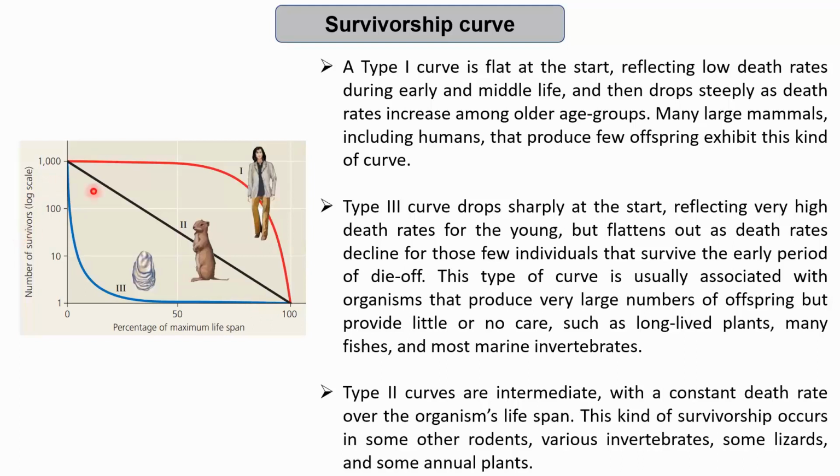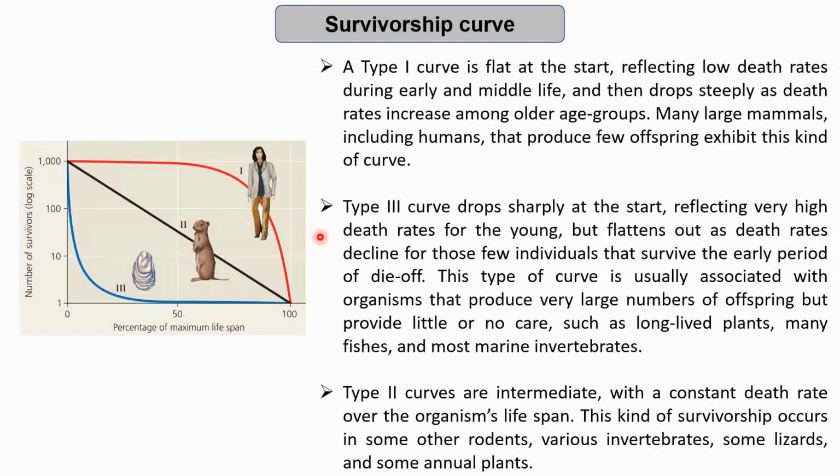The next is the type 2 curve. These curves are intermediate, with a constant death rate over the organism's lifespan. These kinds of survivorship curves occur in some rodents, various invertebrates, lizards, and some annual plants. So these are the three different kinds of survivorship curves that we are familiar with.